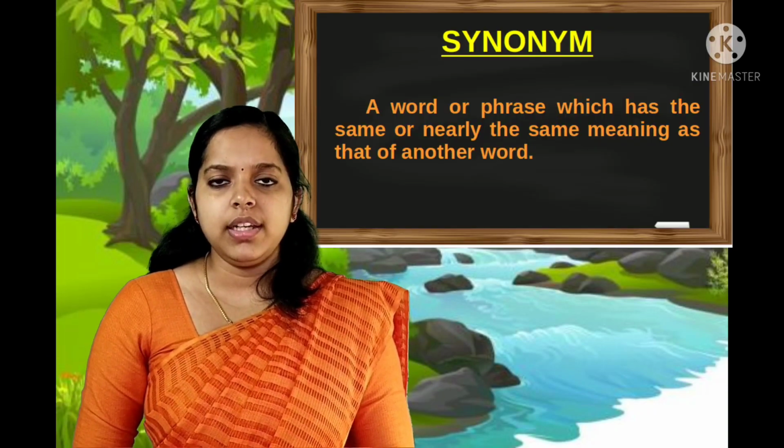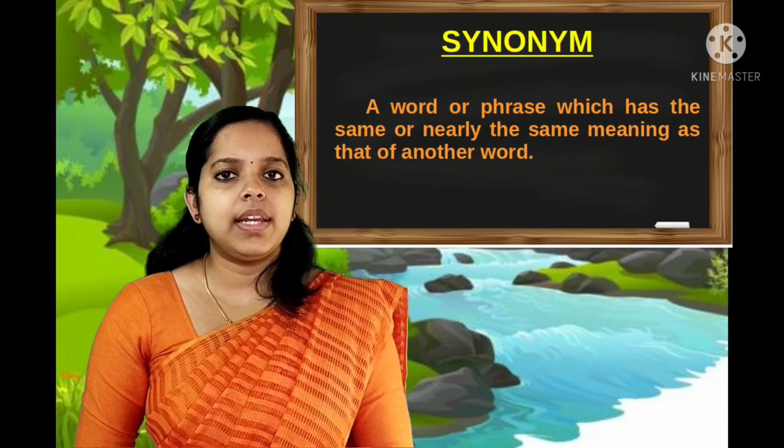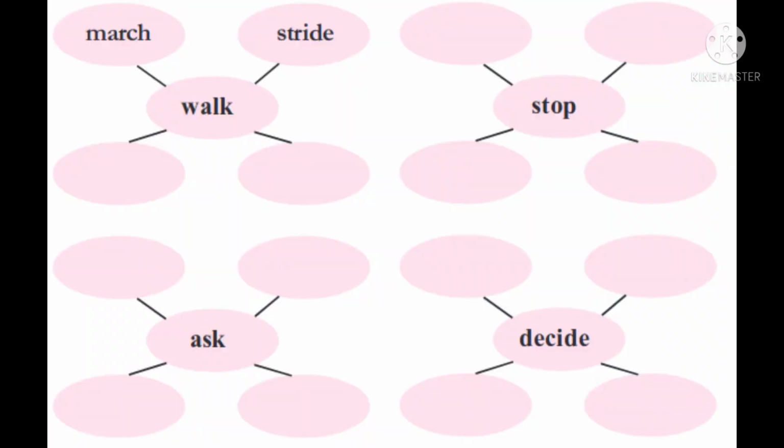I'll repeat it once again. Those words which have same meaning or almost similar meanings are known as synonyms. Now look into the screen. You can see that there are 4 words given in bubbles. The first one is walk, second one stop, third one ask, and the last one decide. In the first bubble, the word given is walk, and along with that there are 2 more words, that is march and strike. And we can see that these 3 words have same meanings.